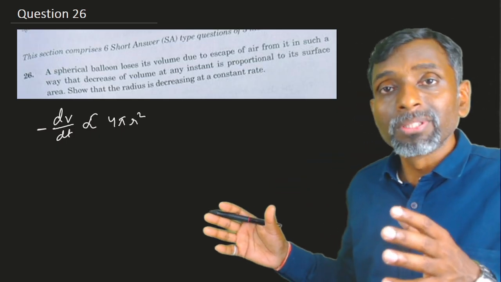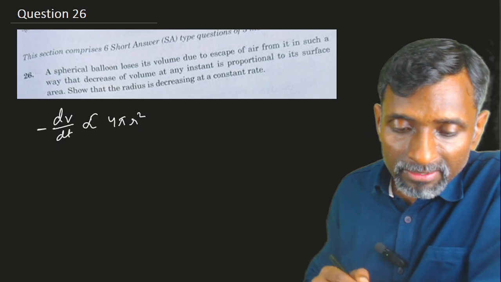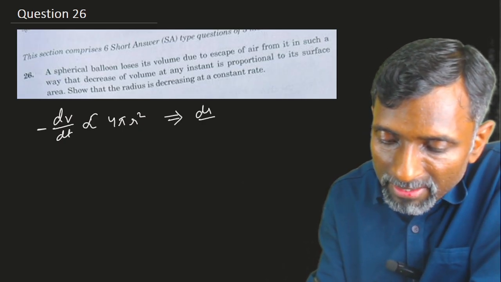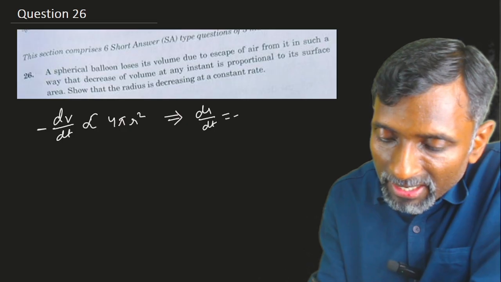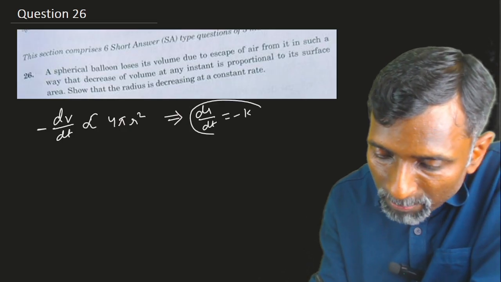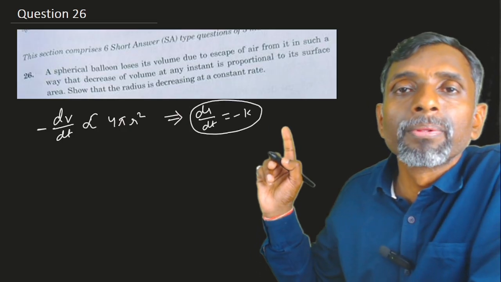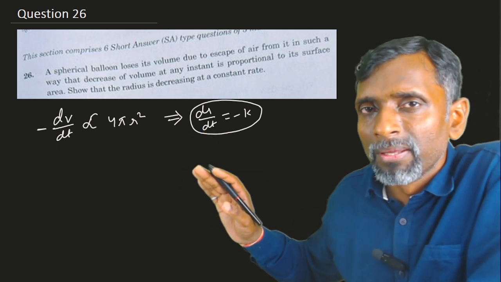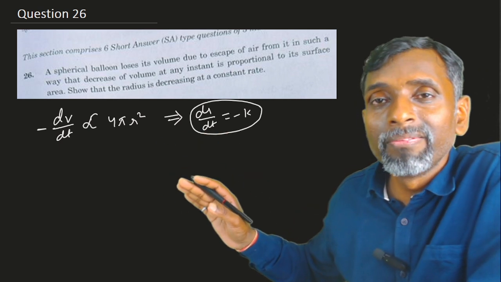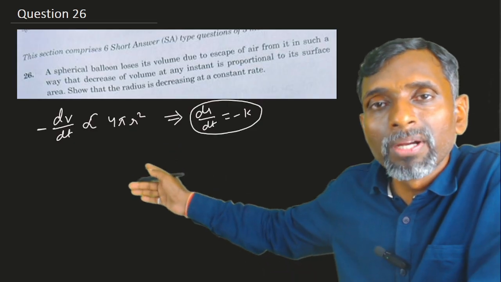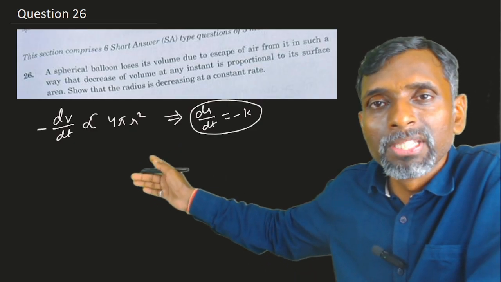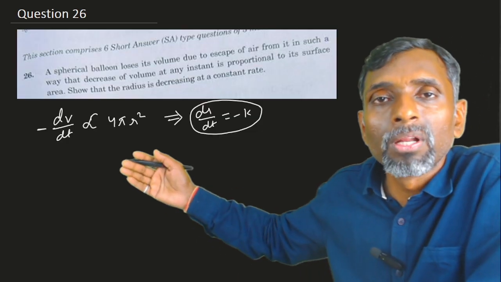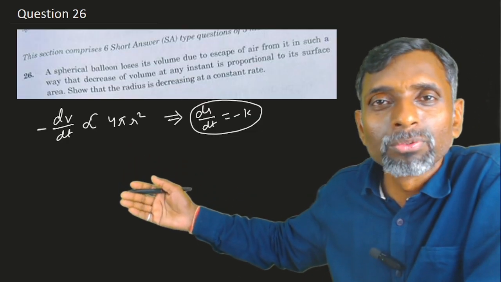Because this is about the sphere, and we have to prove that dr by dt is also decreasing at a constant rate. So we have to prove this. We need to solve this to prove this. It's a very simple question, but the important thing in this question is to understand what we have, what the given situation is, and what we need to prove. Now you know how to convert this into the equation and how to solve it.